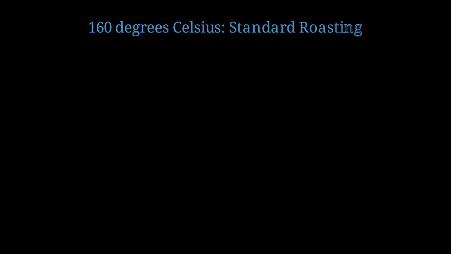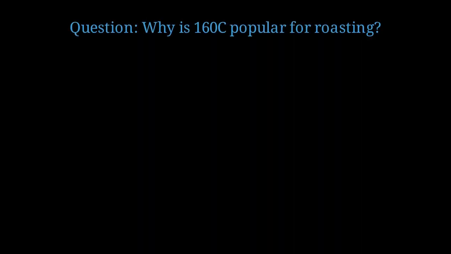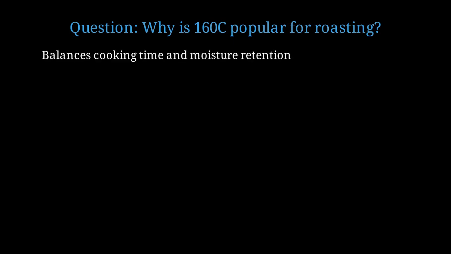At 160 degrees Celsius, we're at a common roasting temperature that balances cooking speed with quality. Let's ask, why is 160 degrees Celsius such a popular temperature for roasting meats? It balances cooking time and moisture retention. Higher temperatures cook faster but dry out meat more. Lower temperatures retain moisture but take longer.